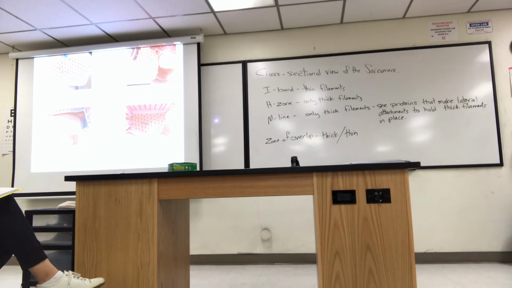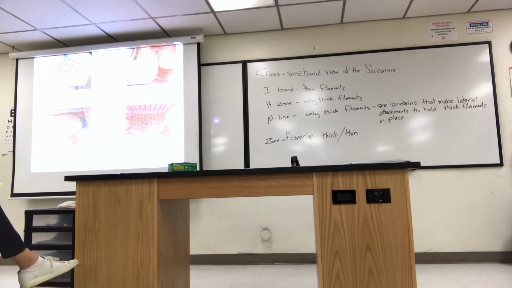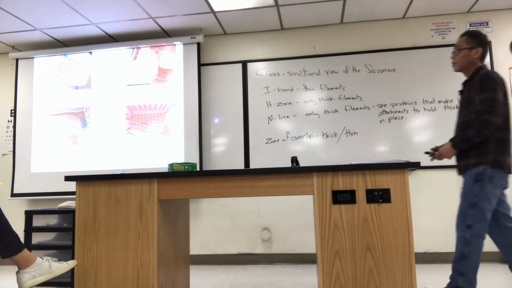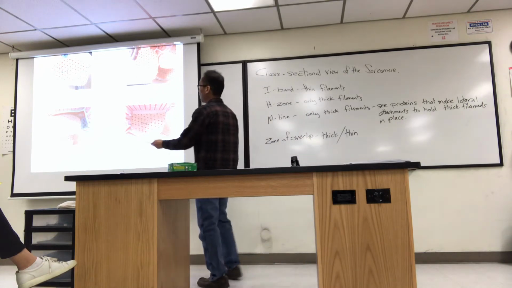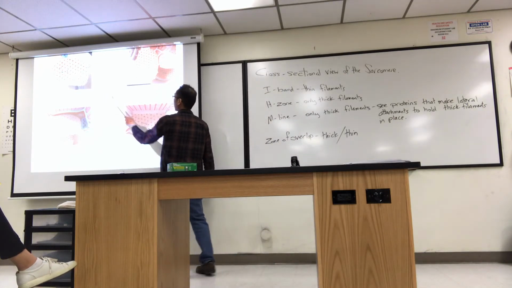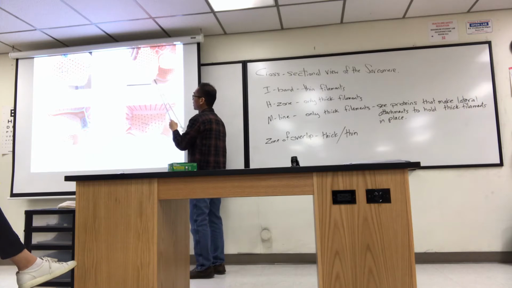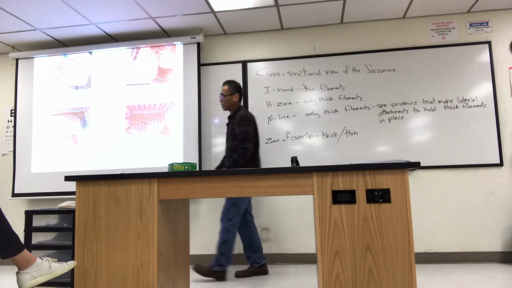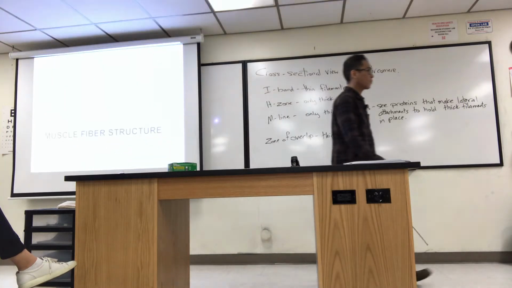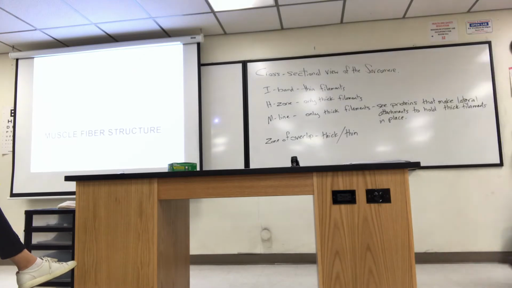So in the model, study those cross-sectional views and make sure you know what you're looking at. And they're labeled there. H zone, the M line, which also has the thick filaments with the lattice structure, thick and thin, and only thin. It's shown pretty clearly. It's not too hard to figure out once you figure out what's going on.